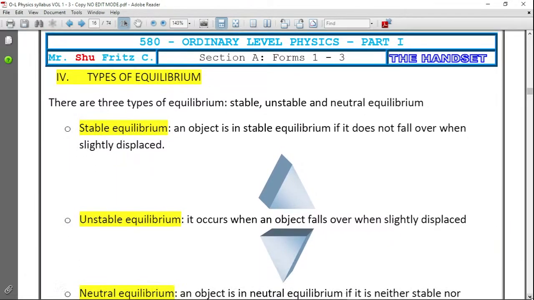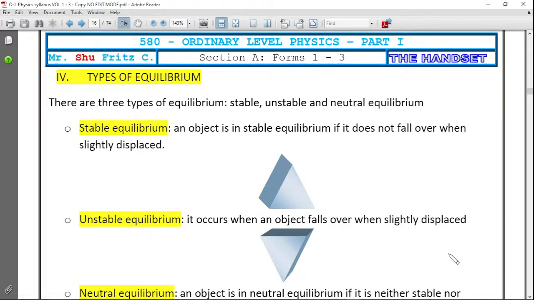With equilibrium, we have 3 types: stable equilibrium, unstable equilibrium, and neutral equilibrium. An object is in stable equilibrium if it does not fall over when slightly displaced. For example, look at this first block. If you slightly displace this block, it will not fall.